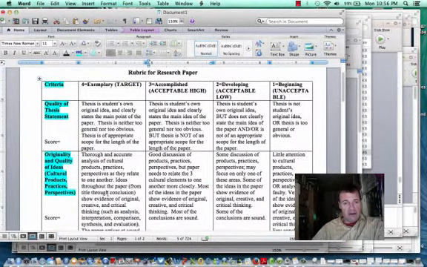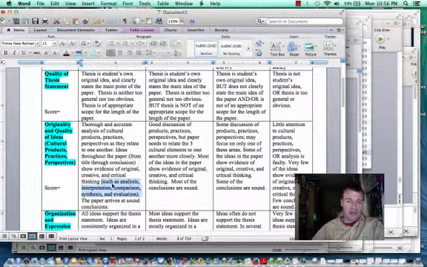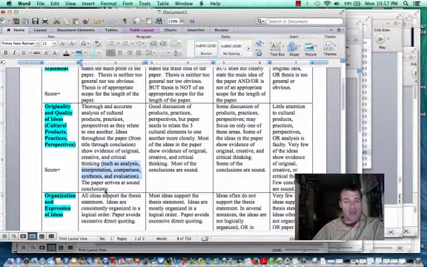So if we take a look here at the original quality of ideas section, we can see that we're looking for thorough and accurate analysis of cultural products, practices, and perspectives. Okay. In addition, we're looking for originality and creativity, but also critical thinking, and particularly when instructors go to the trouble to include a list of types of critical thinking, I think this is always something that should jump out at you, and you should obviously do your best to include as many elements from the list as possible.